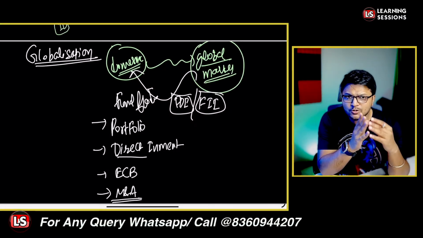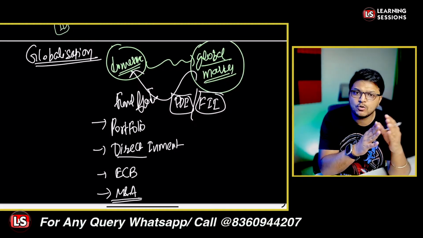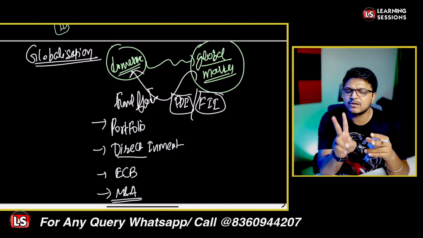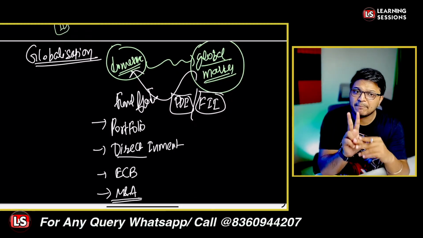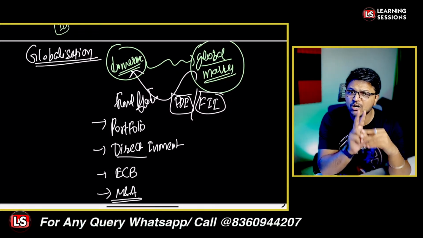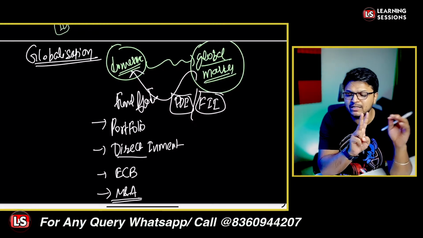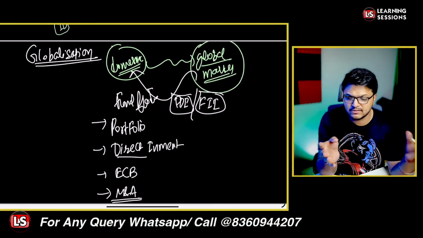And RBI, as I told you, has not fully permitted convertibility on the capital account. There are two types of transactions. One is the current account transaction, and the other is the capital account transaction. Current account transaction is fully convertible, but the capital account transaction is still not fully convertible because of this sudden capital flow, right? That is why it's there.